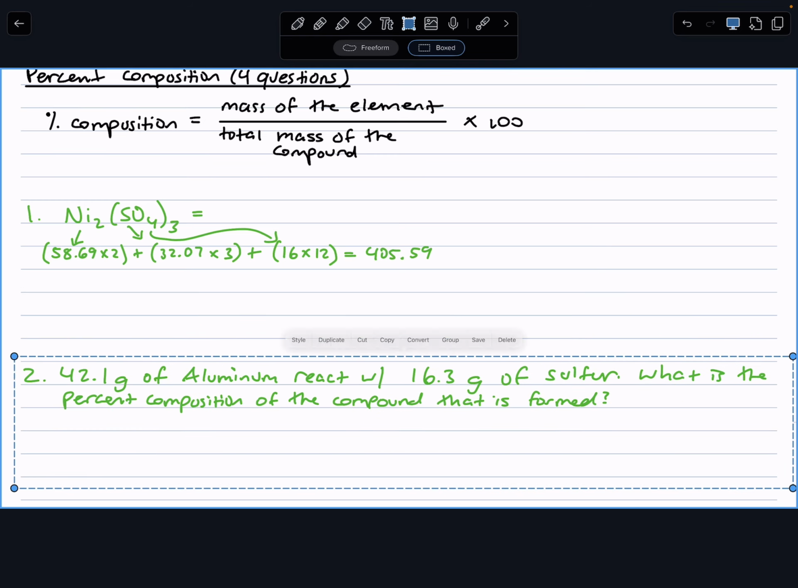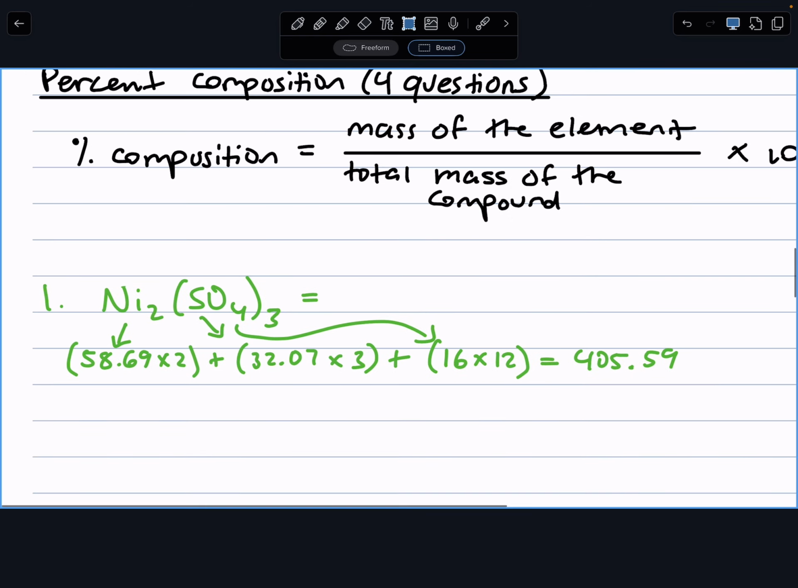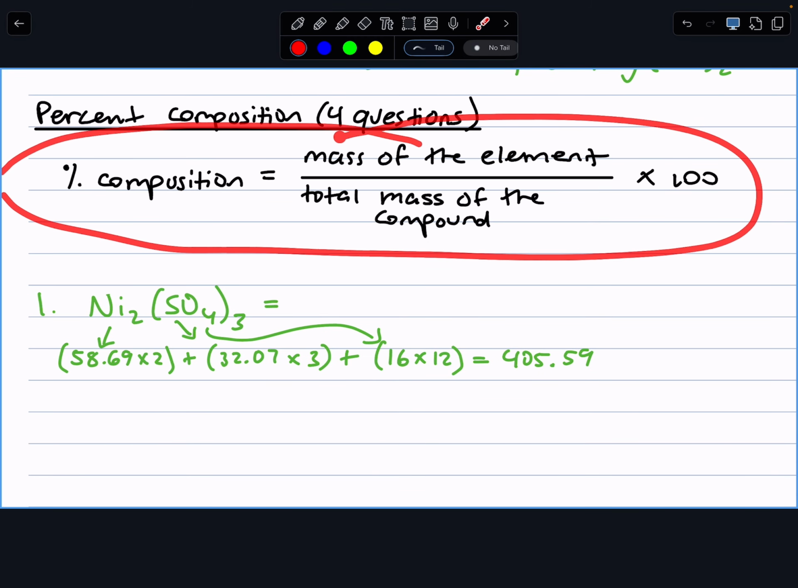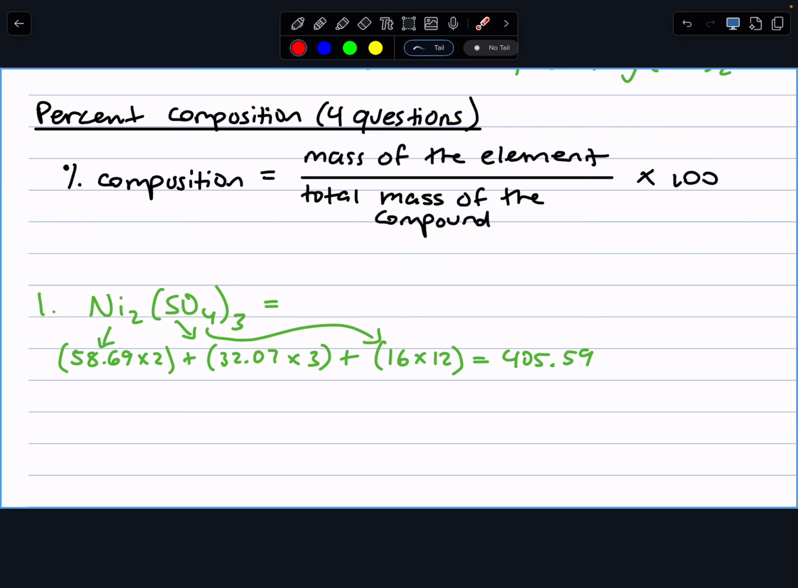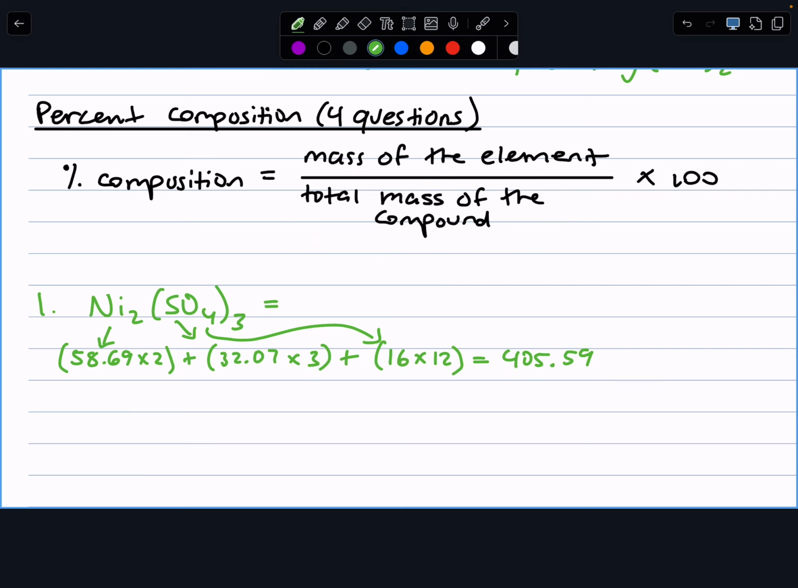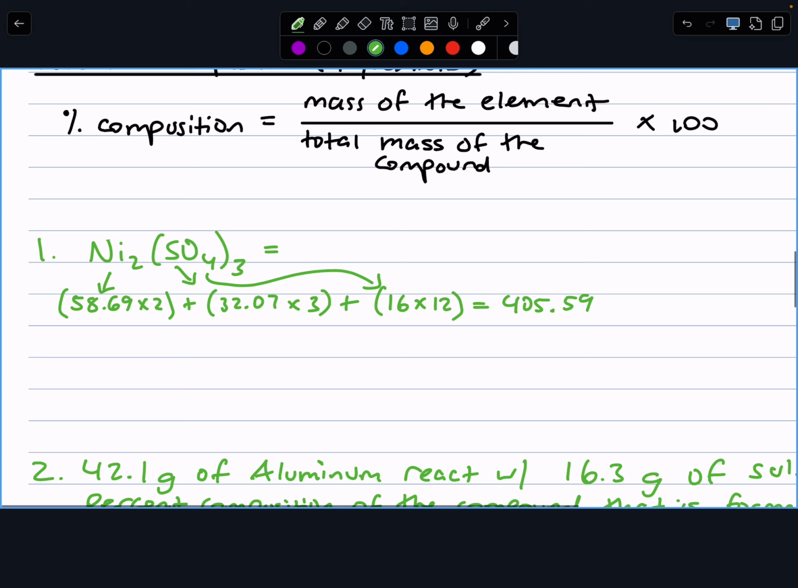So again, what did I just find? Remember, this is the formula to find percent comp. What are the pieces of the formula? I need the mass of the element, and I need the mass of the compound. What did I just find? The mass of the compound. This is a compound, guys. A compound has multiple elements in it. I just found the mass of the compound by adding everything up together. That's the total. How many elements do you see in my formula here? 3. Right? What are the elements? Name them.